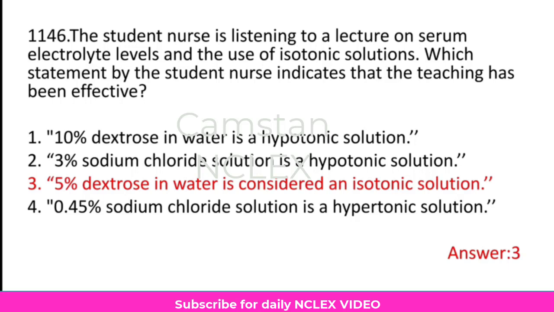The isotonic solutions are mainly given in case of hypovolemia to raise the blood pressure, and the hypertonic solutions are mainly given in case of hyponatremia, in which the level of sodium decreases in the body of the client. And hypotonic solutions are mainly prescribed for patients with dehydration. So it's all about the types of solutions.